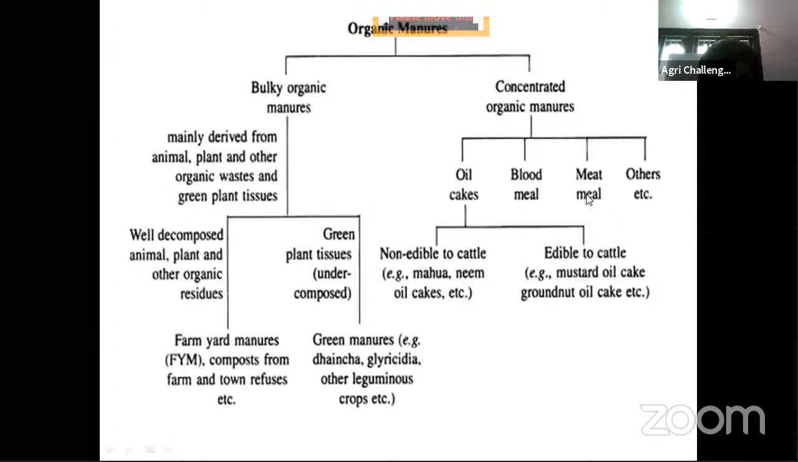Other than this, we discussed sugarcane byproducts, that is press mud, and all those things. And another thing I already told you, even an inorganic fertilizer, that is a steel industry byproduct, that is basic slag.